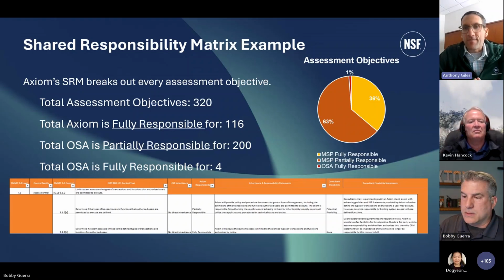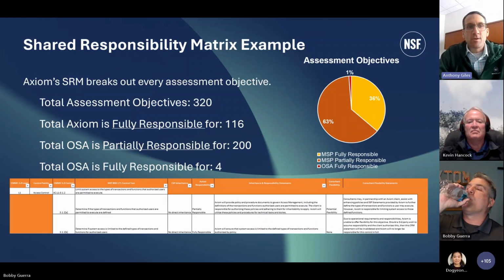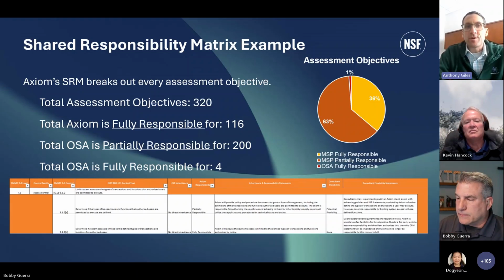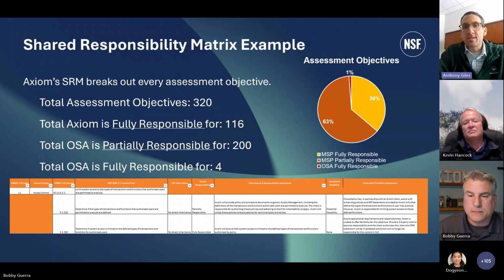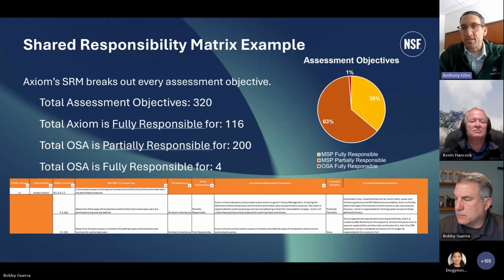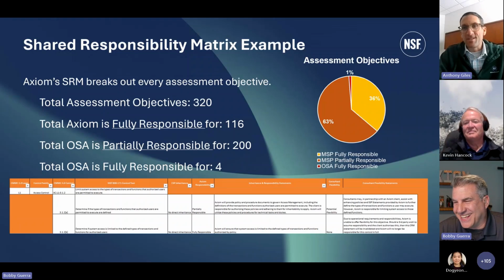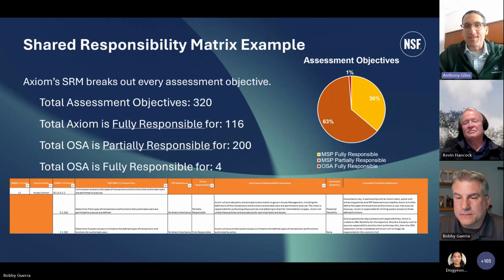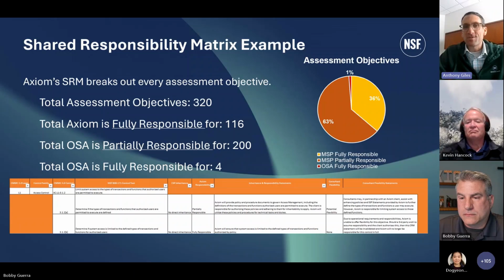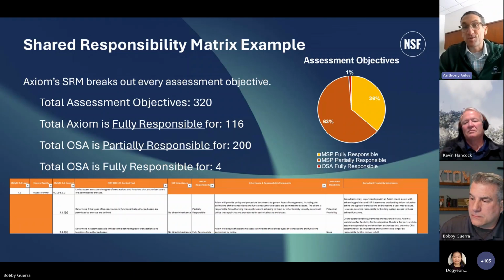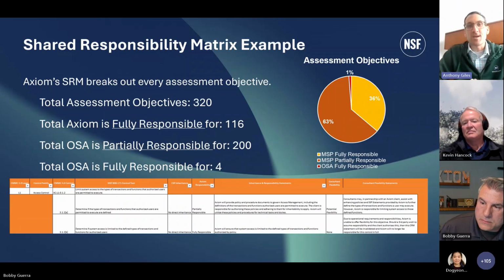This is probably one of my favorite slides in this presentation, and the Axiom team put this together pretty brilliantly. When we look at the Axiom shared responsibility matrix, it's looking at all 320 objectives. As Bobby's mentioned, A, B, C, D. I'm not cool enough to do the Alpha, Bravo, Charlie, but A, B, C, D. We have the 320 objectives, and Axiom's fully responsible, or can take full responsibility, for 116 objectives, 36%. We got the chart on the side to make the math easy for me.